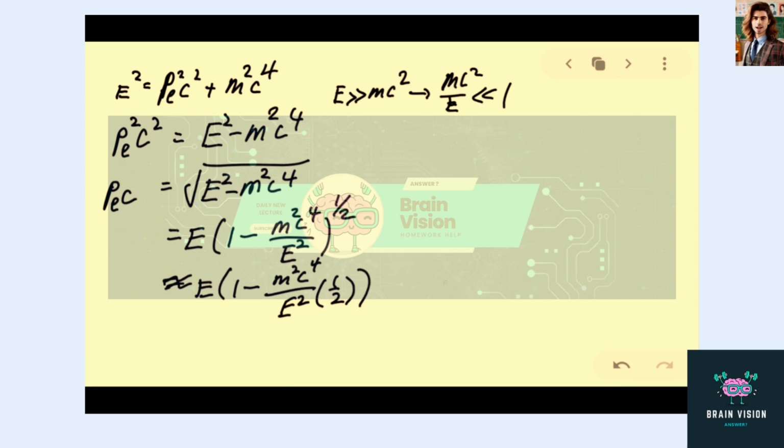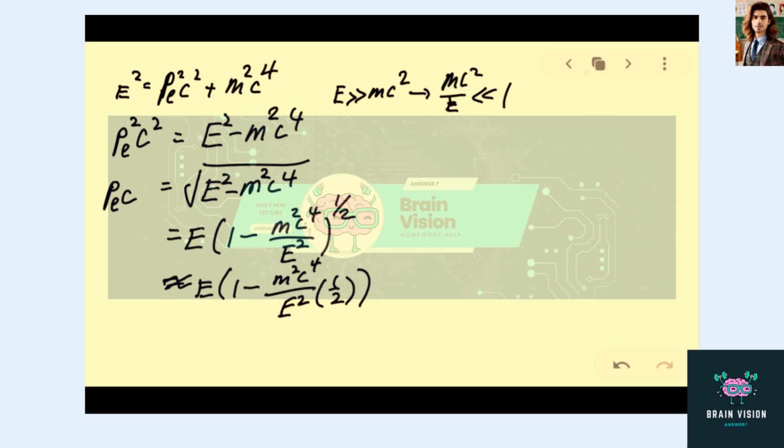With this, we ignore the higher order terms, because those would involve m to the power 4, c to the power 8, etc., and that is very, very small. So we can ignore them and just truncate at the first order.